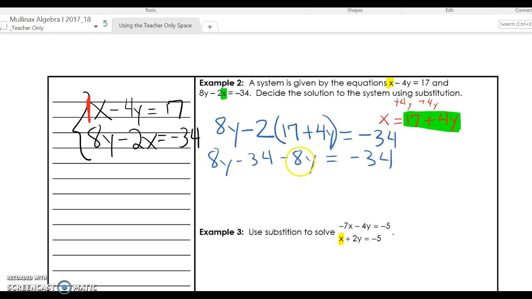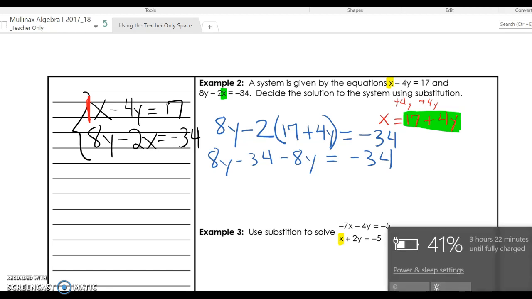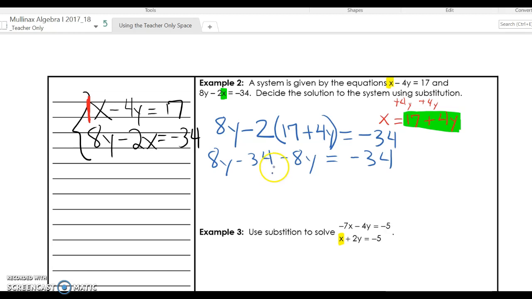Combine like terms. 8y minus 8y is 0y. 0y is 0. So the variables cancel out. When the variables cancel out, I'm left with a number statement only. Is this a true number statement? Does negative 34 equal negative 34? Yes. So this will always be a true statement.